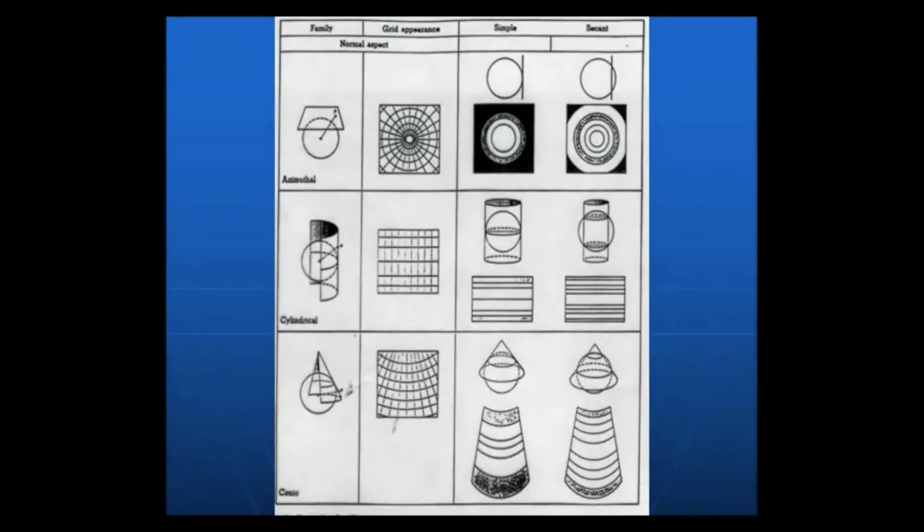So, lousy looking graph, but I put it up here because I like what it has to say, even though it's pretty old. We can think of our family of developable surfaces. You've got your azimuthals, your cylinders, and your cones. You've got how the grid will look in a normal aspect for each of them: the polar, equatorial, and then the secant mid-latitudes, right? If we are doing simple or secant, here's what the grids are going to look like, and so forth.